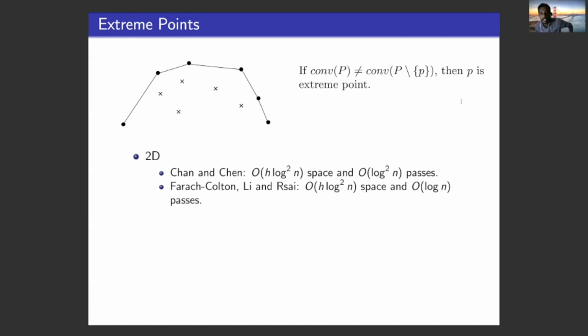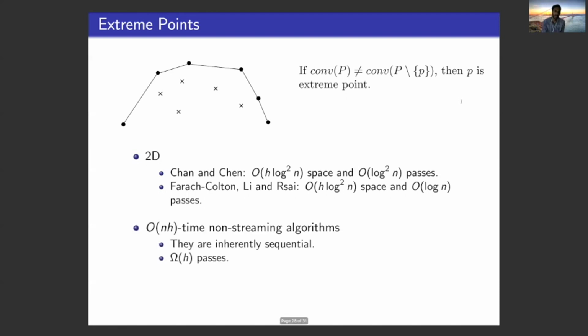So here we want to study the extreme points problem. This problem was already studied in 2D by Chan and Chen. Again, h here means the number of extreme points, the same as for the Skyline points. They came up with an algorithm which uses h log square in space and log square in passes. Very recently it was improved, where the number of passes they could get down to log n. And these algorithms can be extended to 3D as well, but they don't extend beyond 3D.